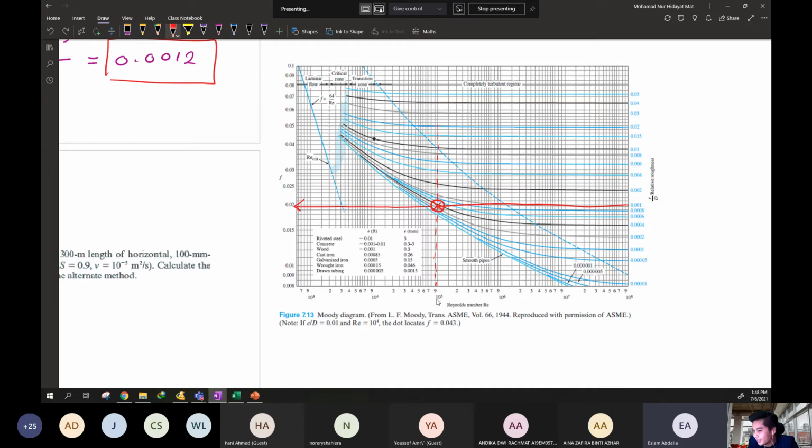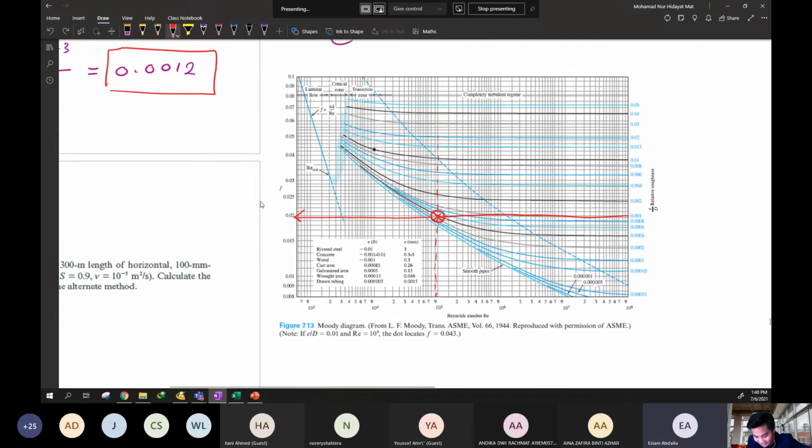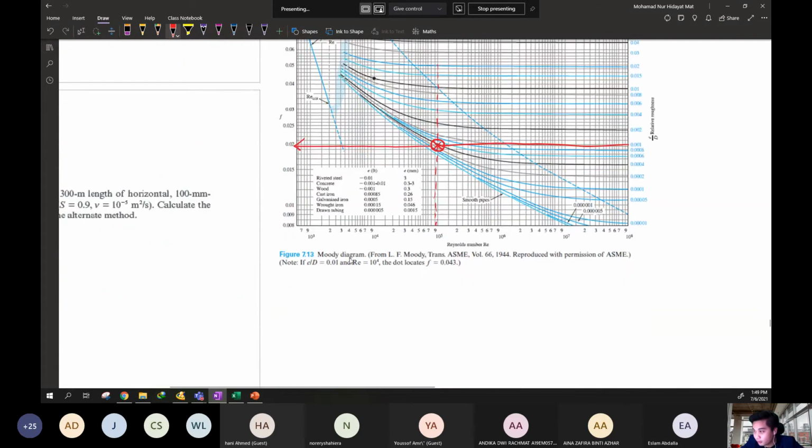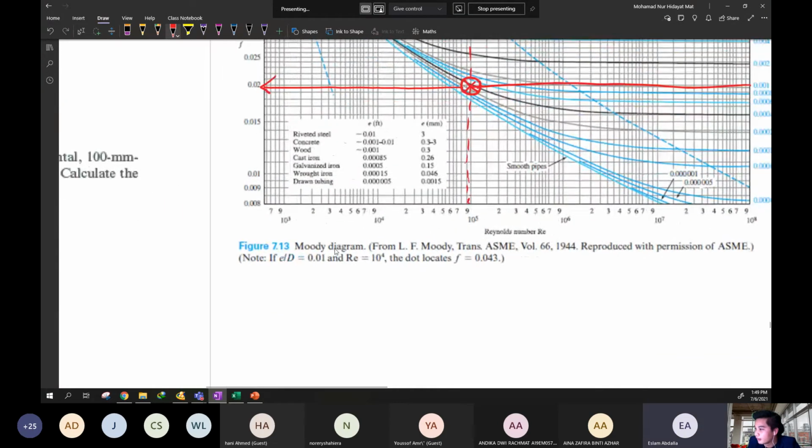My bad, sorry. Okay, let me clarify this. I understand now, I started counting to the left, not to the right. 9.23 multiplied with 10 to the power of 4. So this value is 9. So this is 10 to the power of 4. You can see where is 10 to the power of 4? We calculate from here.